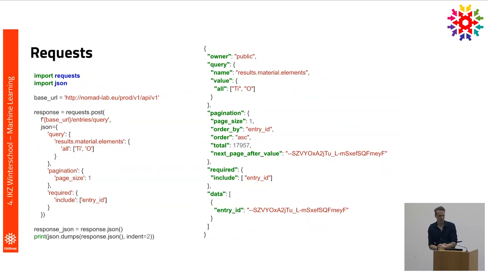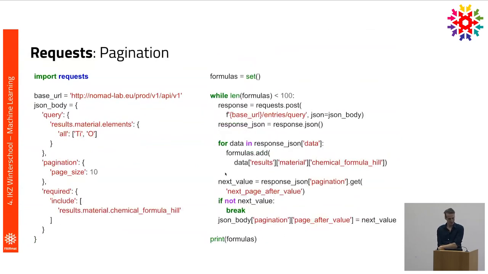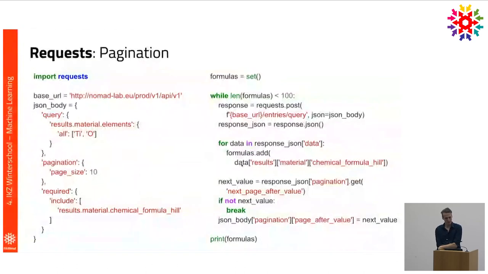Depending on the API, there are different ways of doing this. What we do in NOMAD is we provide the next page after value. So we basically say, if you want to have the next page, you are interested in all entries that have this value larger than this. When we think about the entry ID, this is basically the entry ID of the last thing that we returned. And if we do the next query, I already put it in an algorithm, but, okay, let's try to explain this.